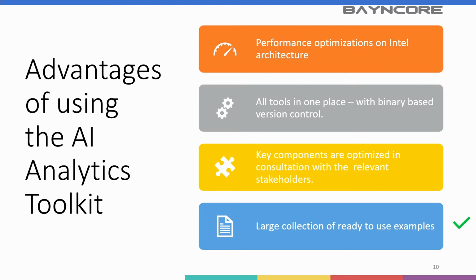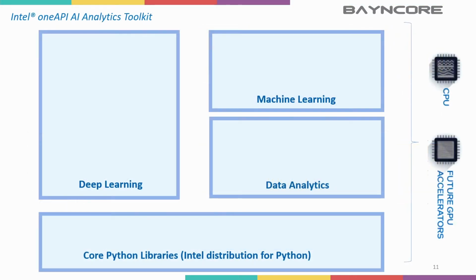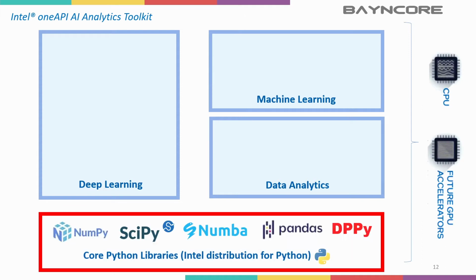analytics on Intel hardware. The content of the toolkit can be described in 4 blocks: deep learning, machine learning, data analytics, and the core Python libraries. At the heart of the Analytics Toolkit is the Intel distribution of Python, which has been optimized to take advantage of multi-threading and vectorization on Intel architecture with the additional potential of operating across distributed compute nodes. Under the hood, the libraries benefit from the highly optimized Intel Math Kernel Library.